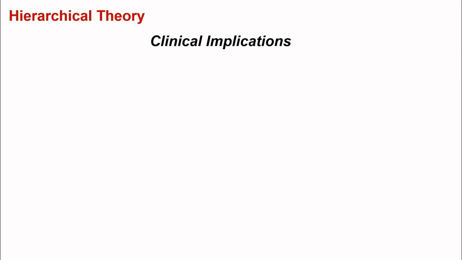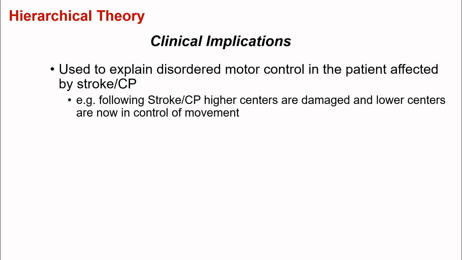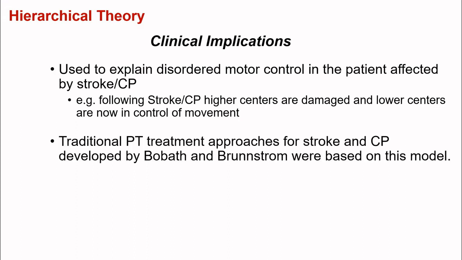Let's look at some of the clinical implications of the hierarchical theory. The hierarchical theory can be used as a pretty good explanation of disordered motor control in patients affected by stroke and cerebral palsy. We can interpret the effect of a CVA in terms of damage to higher centers and then lower centers consequently acting to control movement. In other words, cortical inhibition is lost, leading to so-called pathological reflexes. The hierarchical theory is also the motivation for traditional PT treatment approaches for stroke and cerebral palsy, developed by Bobath and Brunnstrom.